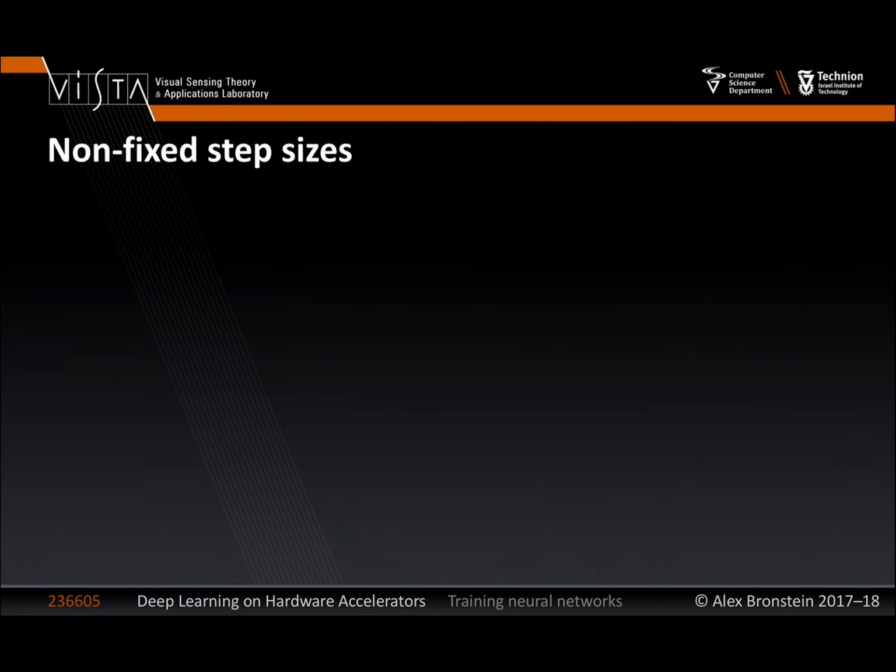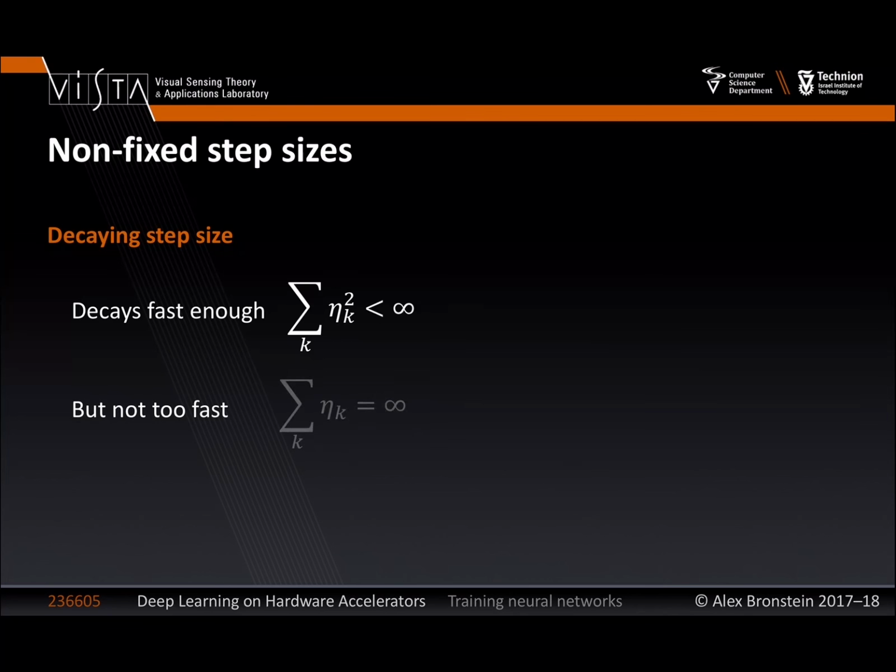So what this leads to is a very, I would say, naive but a very effective technique for adapting the step size. We can have decaying step size. Typically, if you want to be able to prove something, we demand that the sequence of step sizes eta k decays fast enough. Fast enough is expressed by saying that the sum of their squares sums to a number smaller than infinity, but not too fast. So we want the sum of eta k's to sum to infinity.